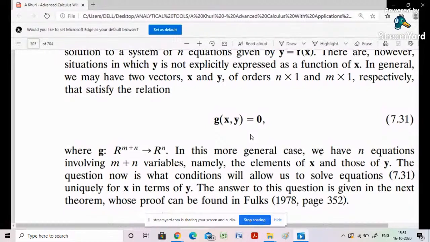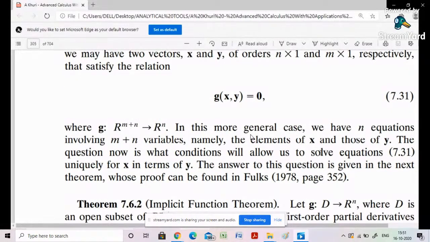In this more general case, we have n equations and m plus n unknowns, because we have m plus n variables, n x variables and m y variables, and n equations because the range of g is R^n. Okay. So the question is, under what conditions will we be able to solve the equations? How can we solve this type of equation? If an inverse exists, we can say that the solution exists. So under what condition does the solution exist?